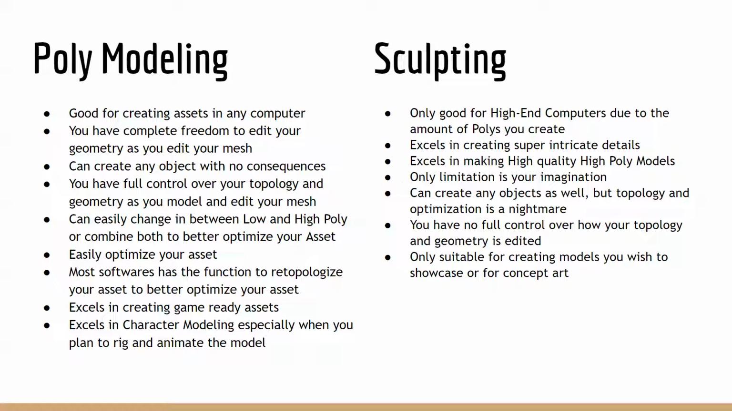Sculpting can create any objects as well, but topology and optimization is a nightmare. You have no full control over how your topology and geometry is edited, no? Kasi when you're sculpting, the software you're using already computes yung edits na ginagawa mo. Like for example, nag-slice lang ako ng konti dun sa base object na yun. By just slicing doon, na-edit na yung buong geometry ng object na yun. And thus, yung software na mismo ang nag-compensate on how the topology will work dun sa new edited object na yun. So we have no full control talaga other than yung pag-optimize natin ng objects during polymodeling na yun.